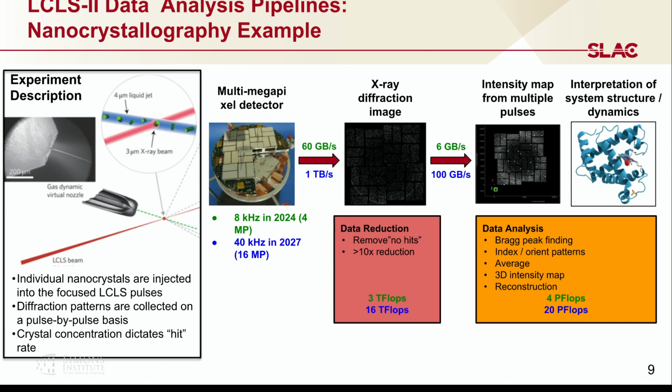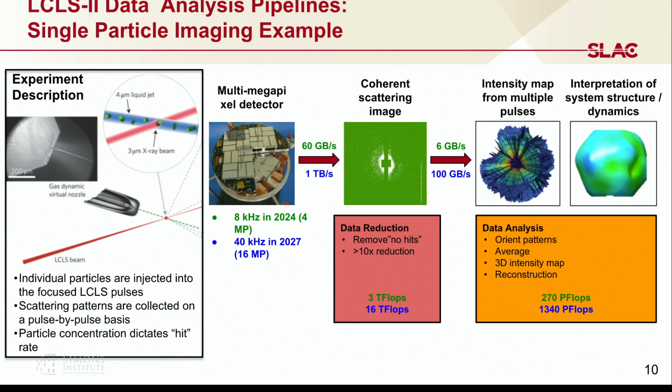We first determine the Bragg peaks, then you try to determine what was the orientation of the sample at the time of illumination, which is called indexing. Then you create this intensity map from hundreds of thousands of pulses, and then from there you can reconstruct, through an inverse Fourier transform, the 3D electron density of a sample.